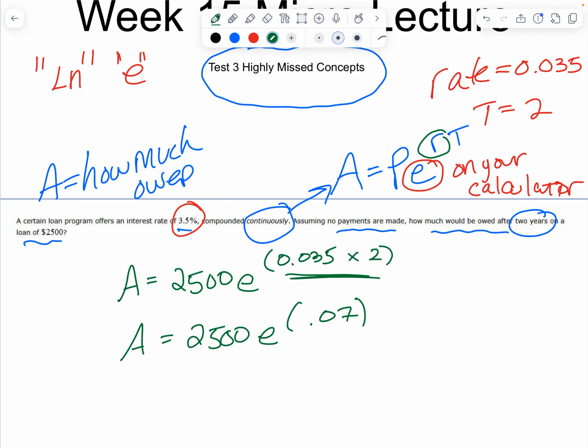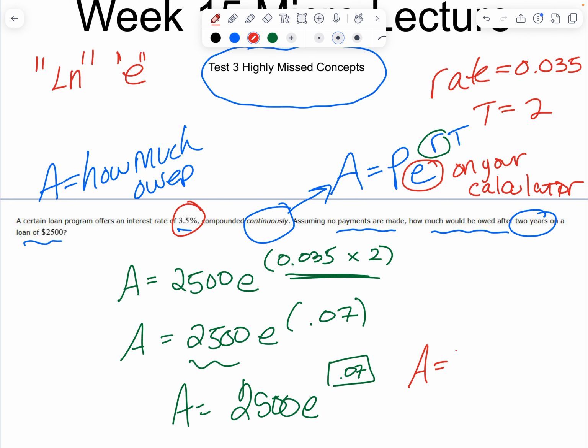And then on your calculator, for me, I'm going to type in 2,500, and then I'm going to make sure I have the E, right? So I'm going to type in 2,500 E, and then what my calculator does is it puts a little box up here. So in the box, I'm going to put 0.07. Everybody's calculator is going to work a little differently. You'll have to figure out how yours works. YouTube can always help with that, or just Google a video on the internet.